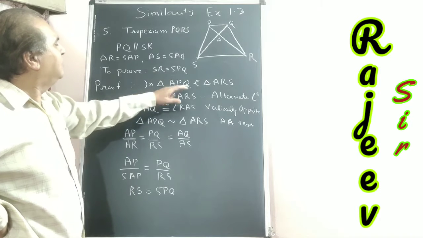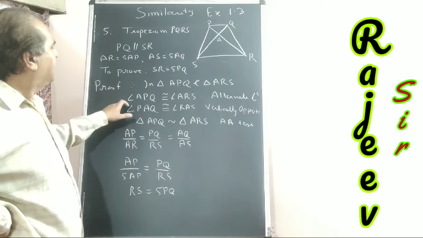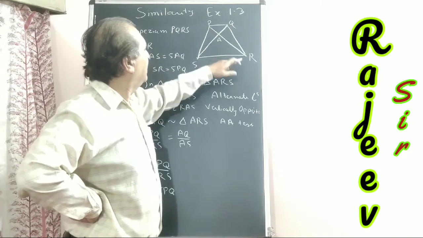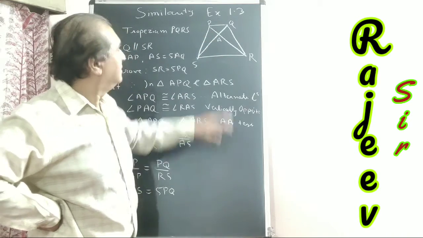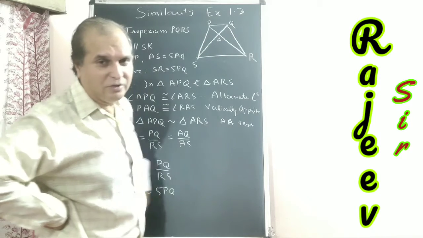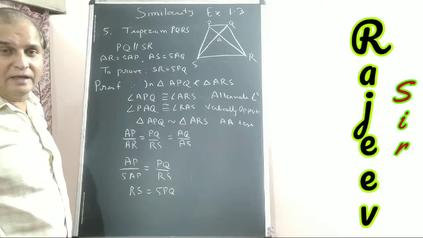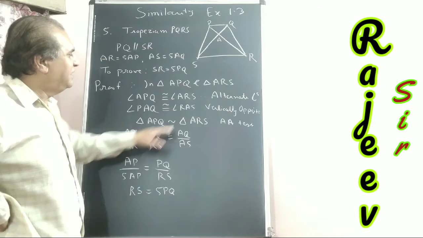So in triangle APQ and triangle ARS, I am taking angle APQ congruent to angle ARS, alternate angles, because this is parallel and this is the transversal. Actually in 9th you have studied it is the converse of the alternate angle test, but simply I am writing alternate angles.